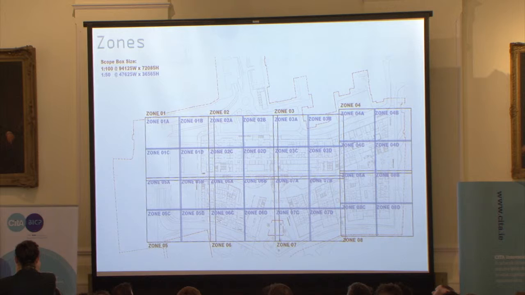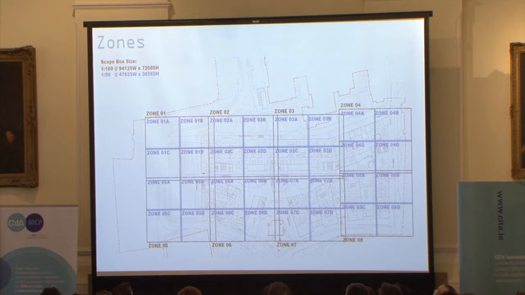We do still have sheets on the project. So this is how we split up the building. It's quite a large footprint. So we've 1:100 sheets and 1:50 sheets. And this is done across the board with all the design teams so that everybody is looking at the same part of the building in their zone.